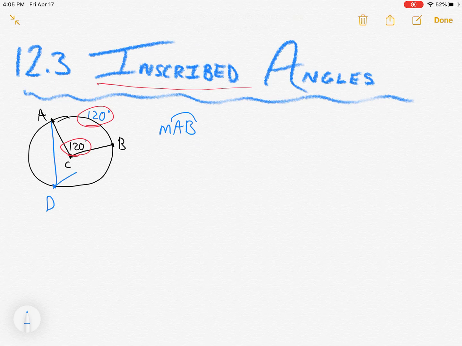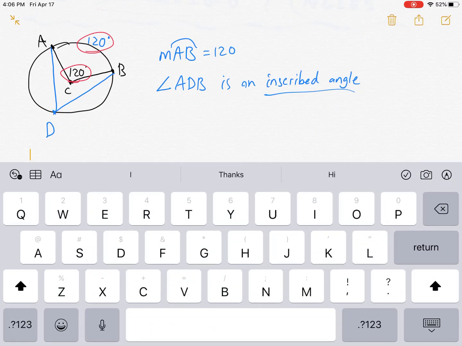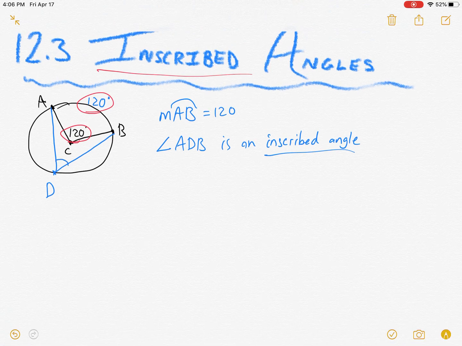An inscribed angle is if you were to put a point D down here, and like that. So angle, I'll write that down. Angle ADB is what we call an inscribed angle. And what do you think it measures? What do you think that angle right there is?